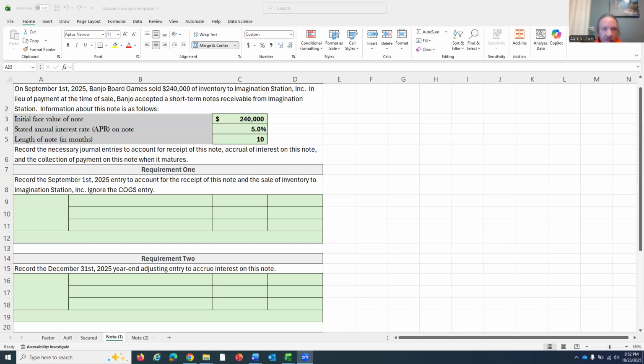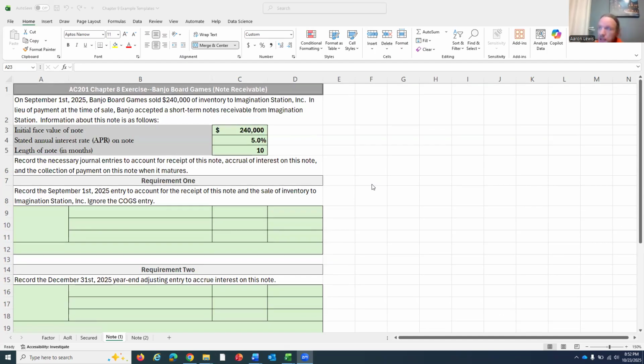In this example problem, we are going to sell some inventory to a customer, but instead of taking a traditional accounts receivable, we are going to take a notes receivable. And what's the difference between the two? Interest. Accounts receivable typically don't have interest tied to them, and they're very short in the length of time.